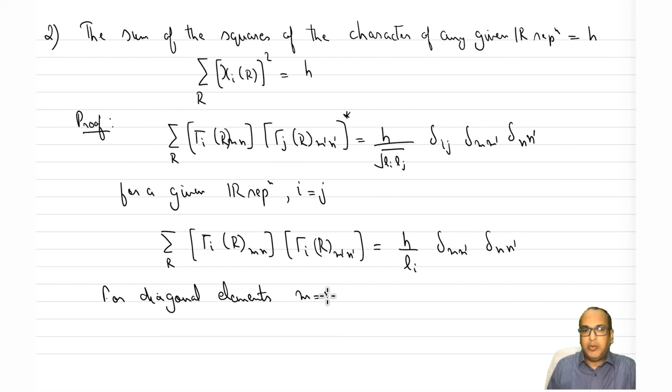M will be equal to n, and m prime will be equal to n prime. So that means we are getting rid of one set of indices here. So this implies summation over all r, tau I r. So put m equal to n.